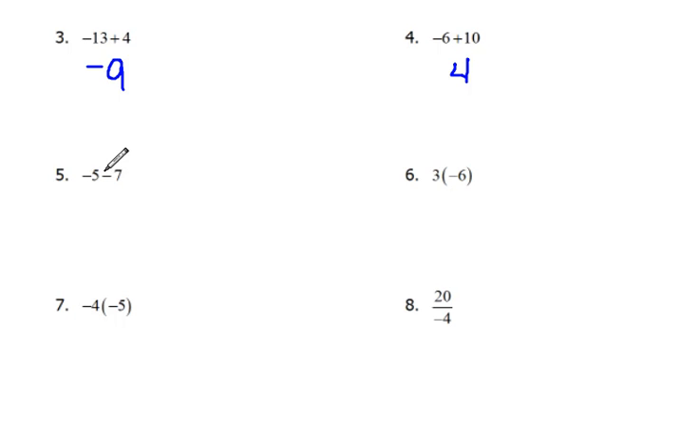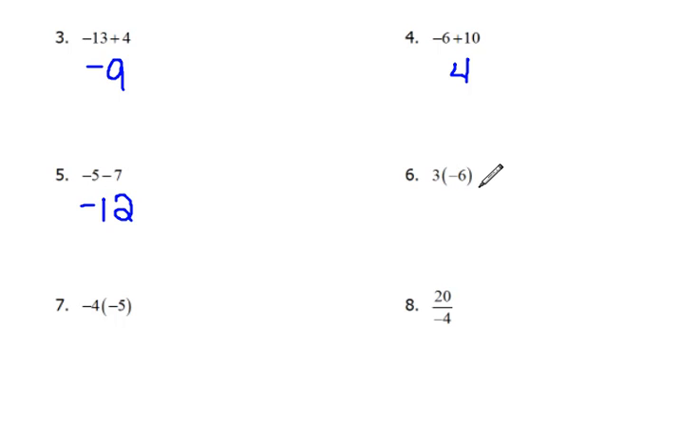Here we have negative 5 minus 7, or negative 7. The signs are the same, so we're actually going to add. 5 and 7 is 12, and we're going to keep the sign the same. You see, we're just following the rules here.